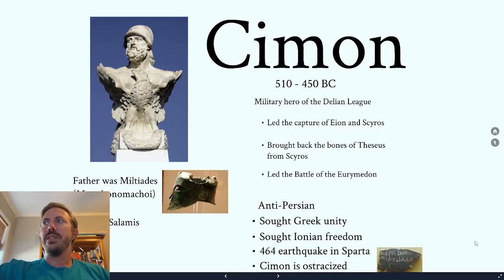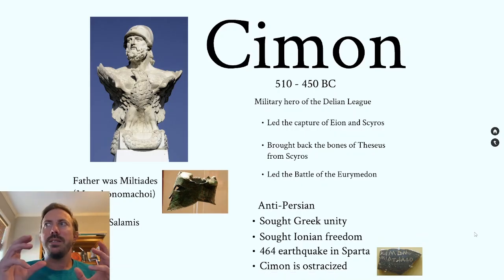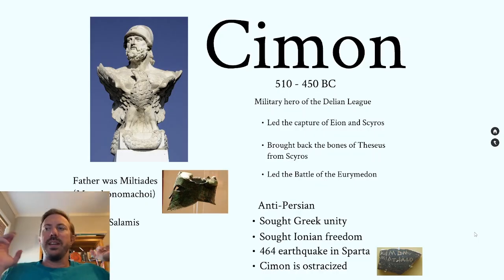There is an ostracon. Bingo. So this is an actual pottery shard with Cimon's name on it. Cimon Mystiado or something like that. That's Cimon's name. And so they broke the pottery shards, wrote his name on it, and succeeded. They succeeded in ostracizing him. So he was supposed to leave Athens in like 6 days, and he was supposed to leave for 10 years. You can't come back for 10 years.